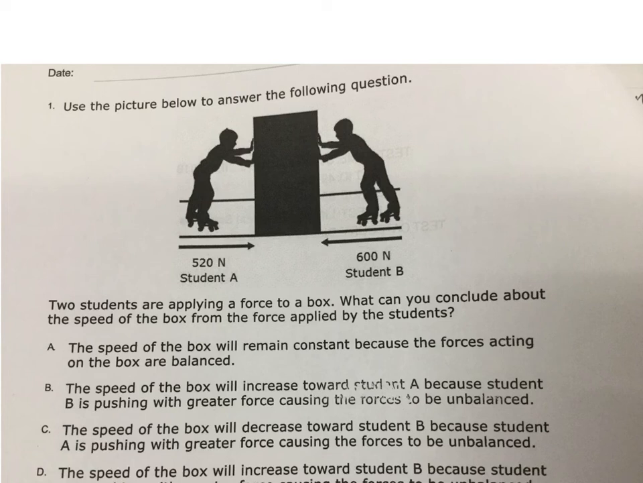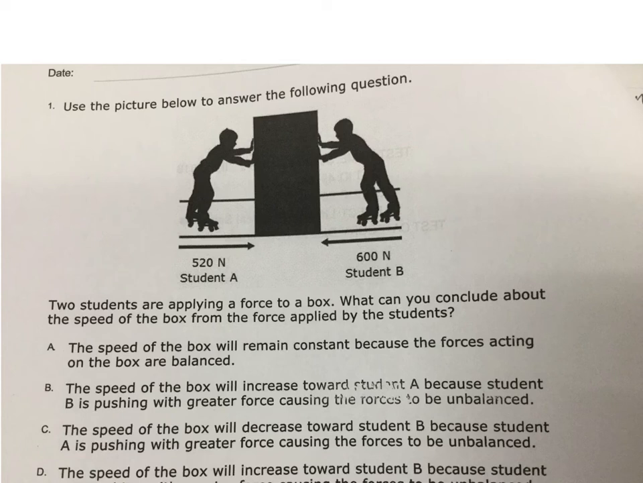Number 1, use the picture below to answer the following question. If you'll take a look at the image, we have student A and student B. Two students are applying a force to a box. What can you conclude about the speed of the box from the force applied by the students? A, the speed of the box will remain constant because the forces acting on the box are balanced.